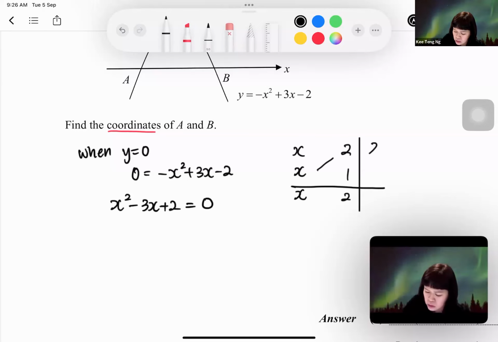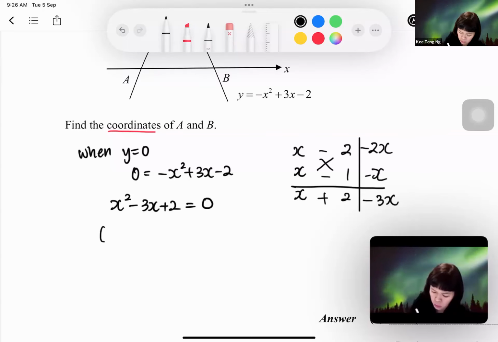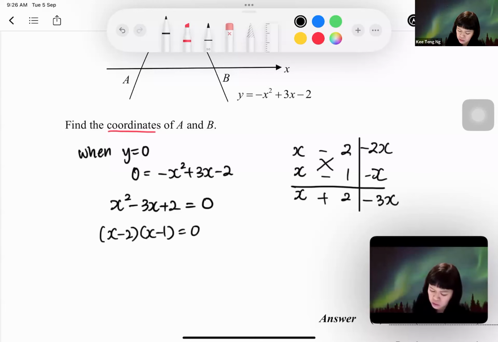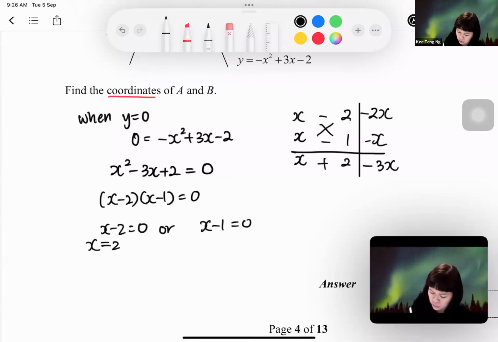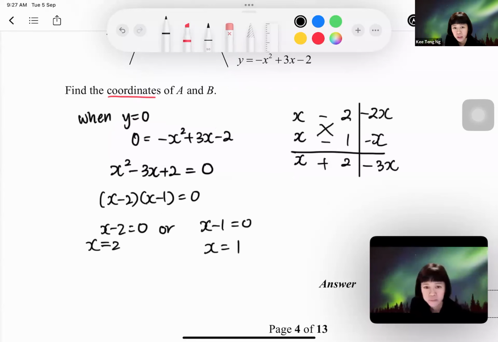In this case, I have x squared, negative 3x, so both are negative, and this one will be plus 2. So I'll get my answers: x minus 2, x minus 1 equals to 0. The first answer, x equals to 2, or my second answer, x equals to 1. But this is not the final answer.